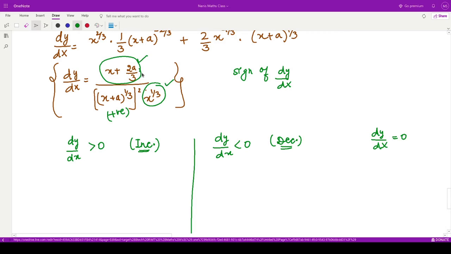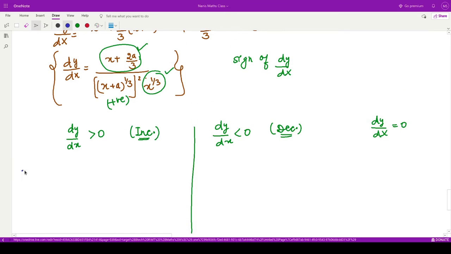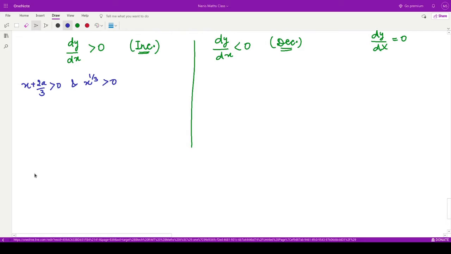Now in this first case, in order for this derivative to be positive, either both these terms should be positive or both these terms should be negative. So let us see this case. The first term, x plus 2a by 3, should be positive, along with x raised to power 1 by 3, this should also be positive. This is one case. And the second case is x plus 2a by 3 should be negative along with x raised to power 1 by 3 being negative.